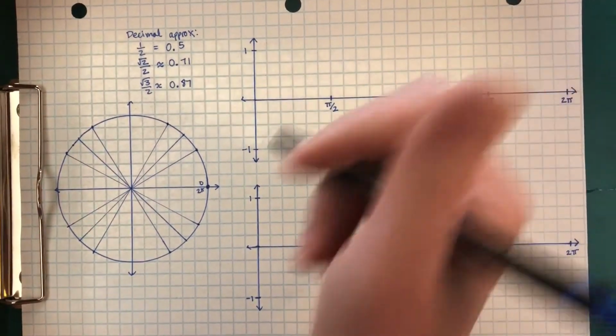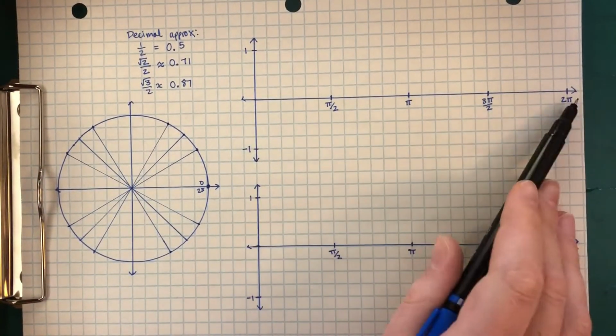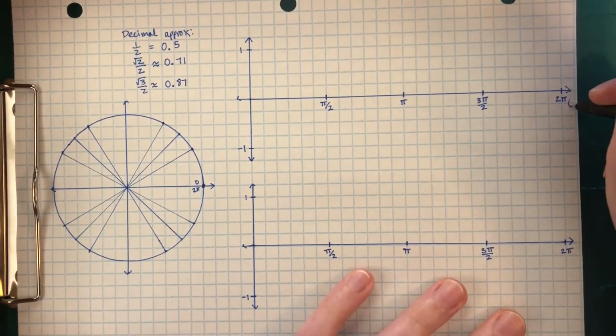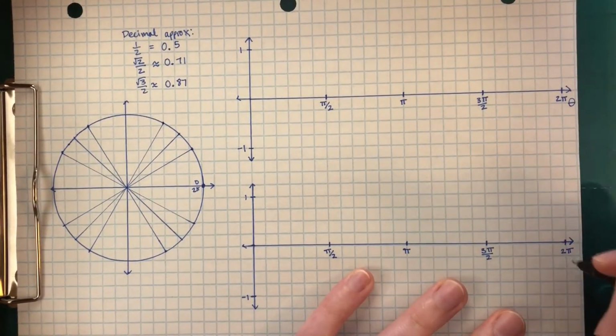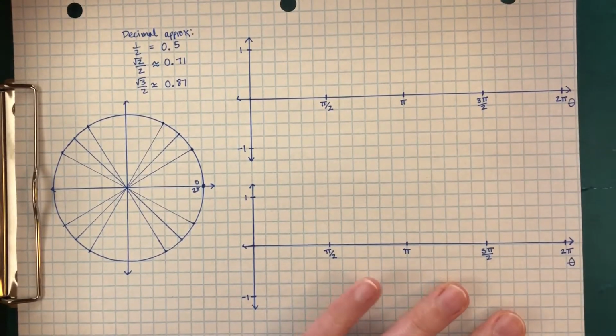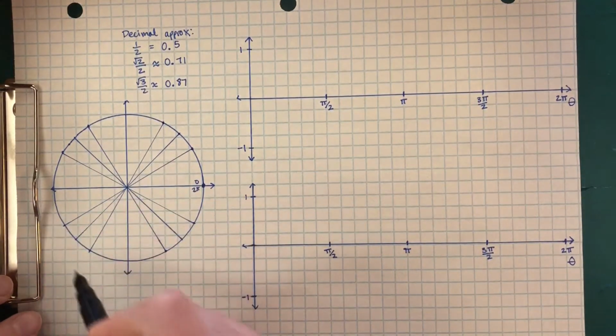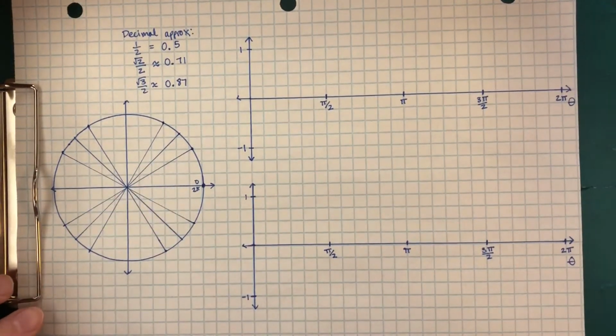On the x-axis here, on the horizontal axis, I'm actually going to label this axis theta to emphasize that it's an angle. And this is telling us what's happening as we move around the circle.